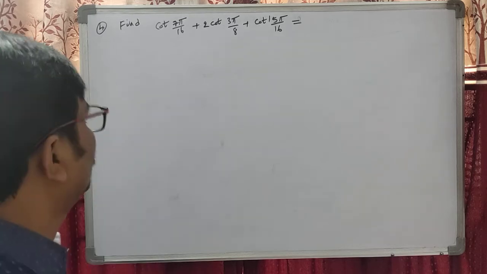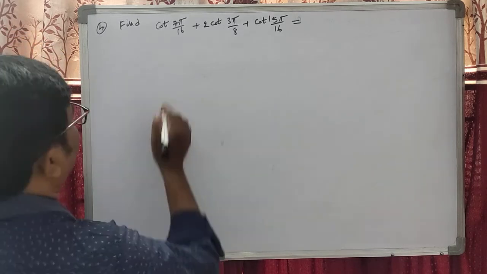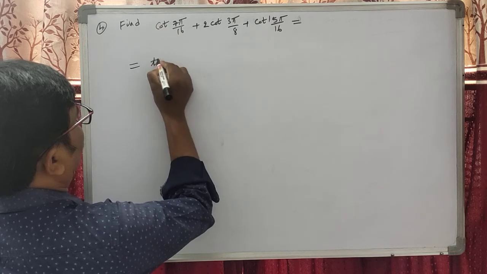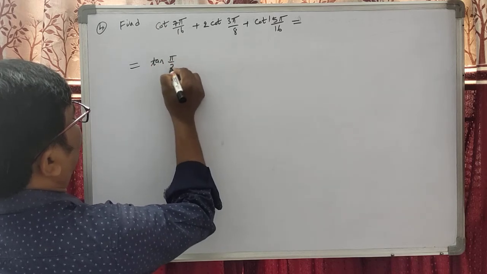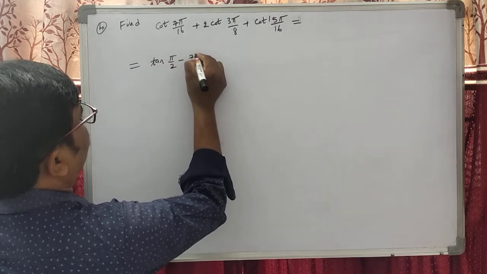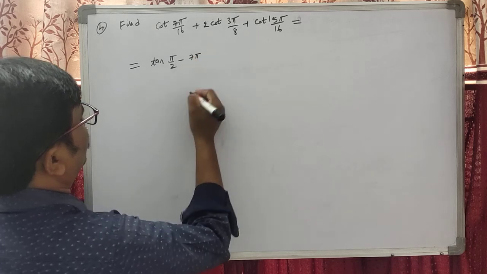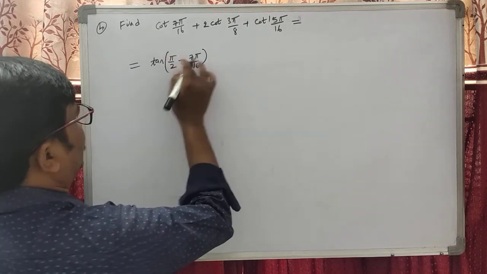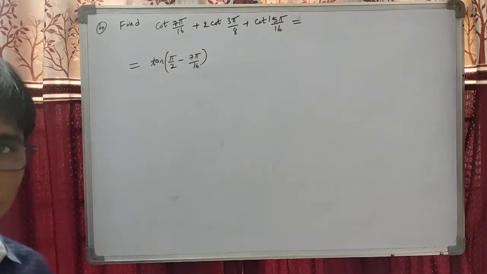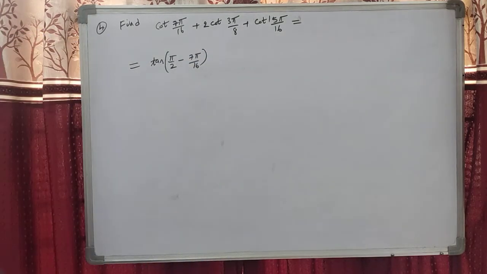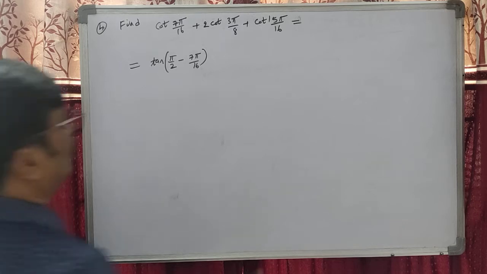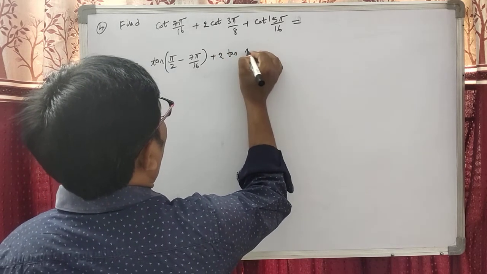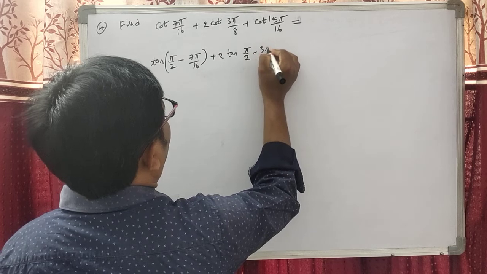Okay students, right now the first one can be written as tan of 90 minus theta. How can you write it, students? Tan 90 minus theta is cot theta. Okay, this is also, students, we can write as 2 into tan of 90 minus theta.